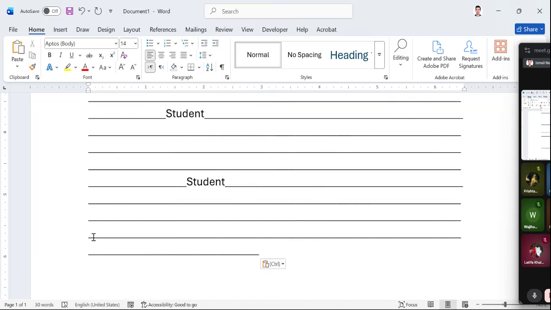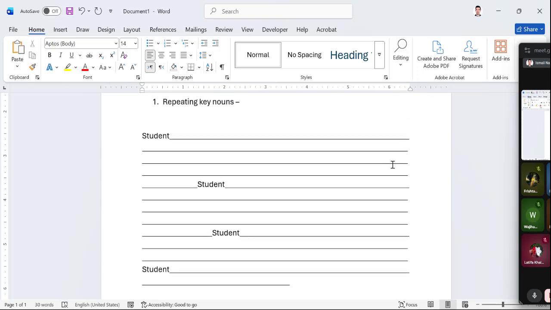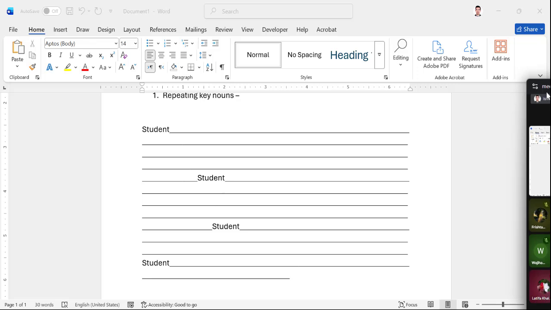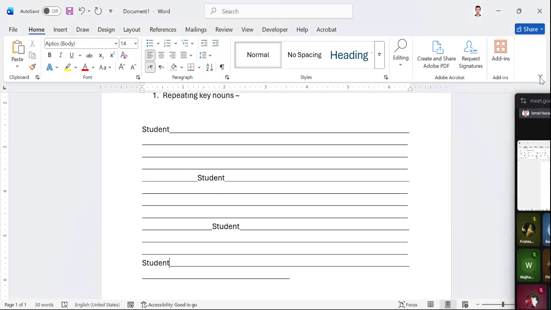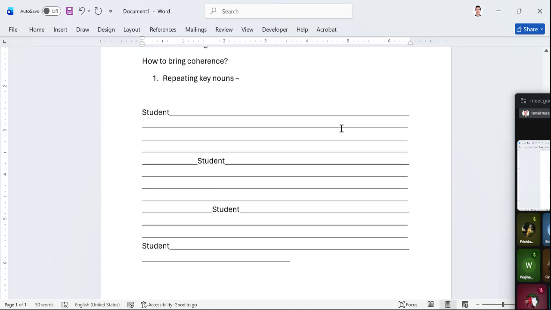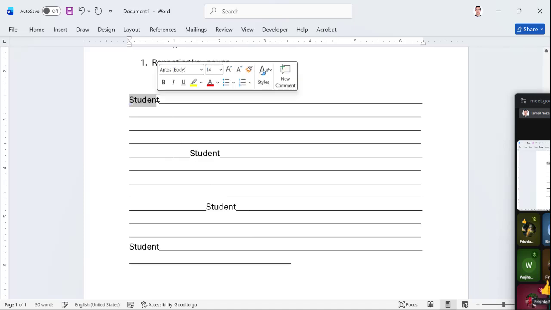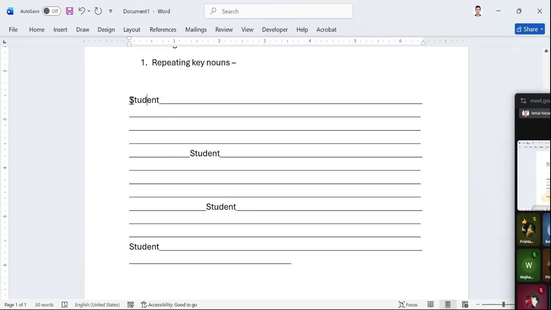For example, I may write again the word student because it is our keyword. So into the entire passage, we will repeat that keyword once and often, right? So this is the first way to bring coherence inside our text. We will repeat the word. It shows that we are discussing about the same topic and it will go on smoothly.